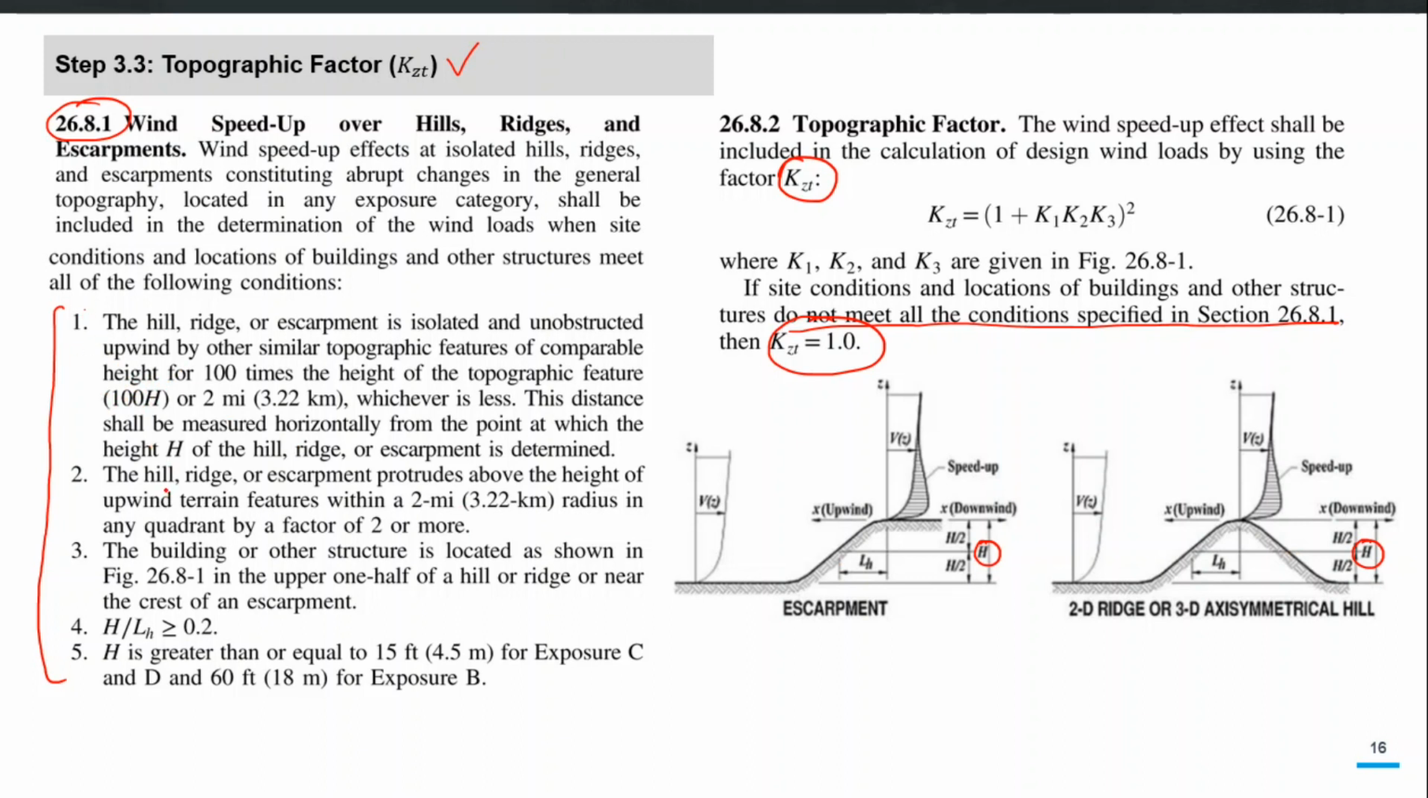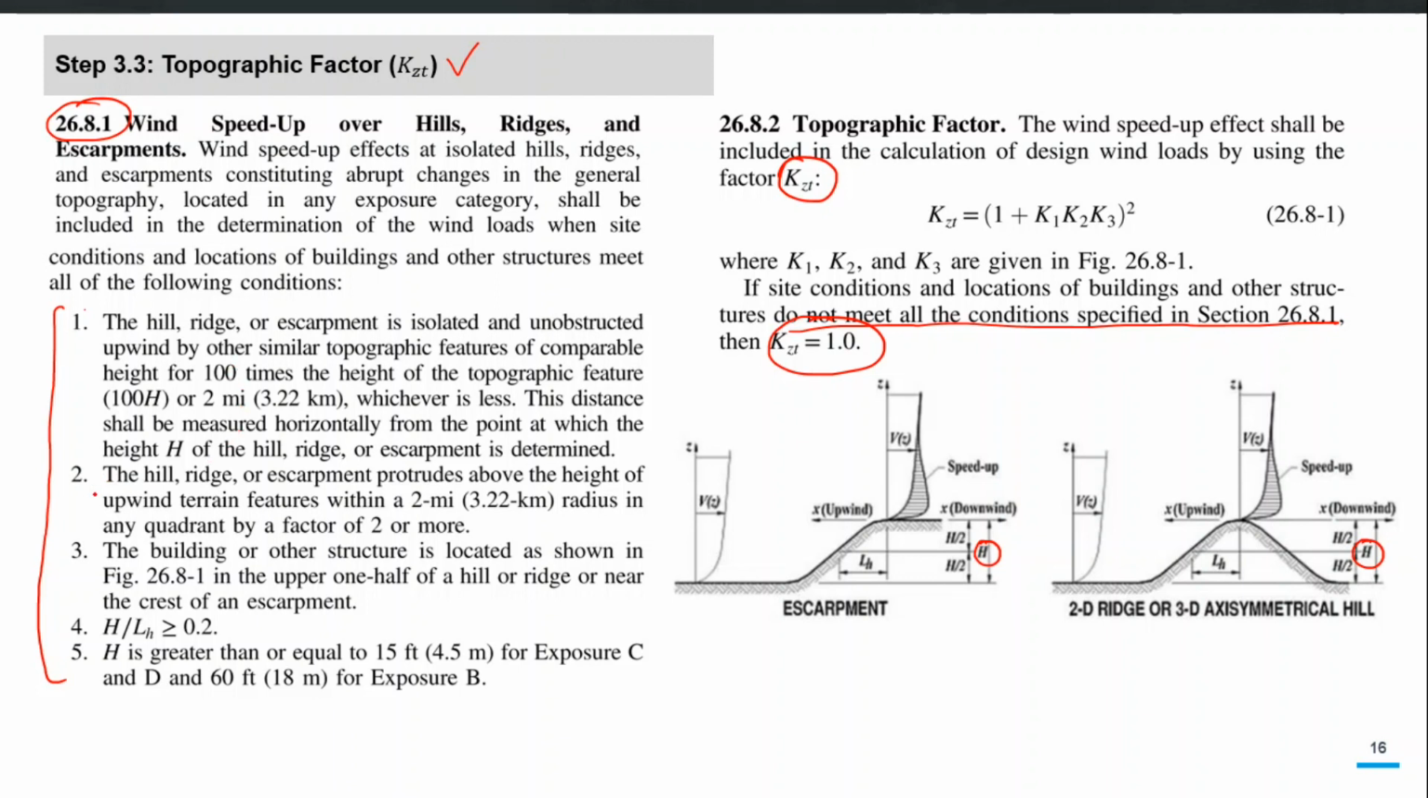The second condition is that it should be isolated or unobstructed upwind by any other topographic feature of the same height, for a distance of 100 times the height of the topographic feature, or 2 miles, whichever is less. Please check that if there are other topographic features available around your site, then this condition is not fulfilled, which means your escarpment, your hill or your ridge is not isolated.